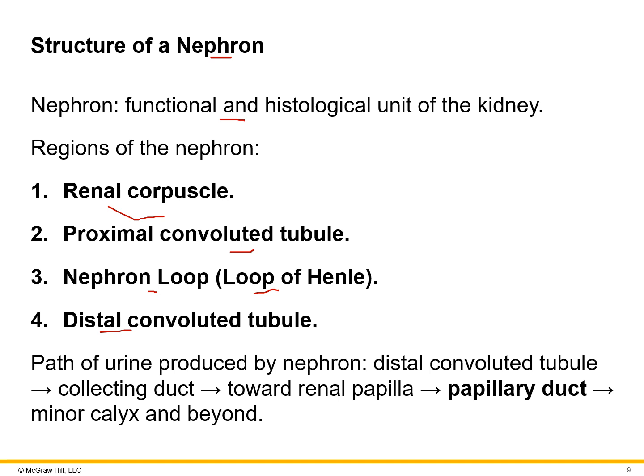And this is the path the urine is going to flow through. So it's going to start at the distal convoluted tubule, goes through what's called the collecting duct, then it moves toward that renal papilla to the papillary duct, then to that minor calyx, and then it continues on from there.